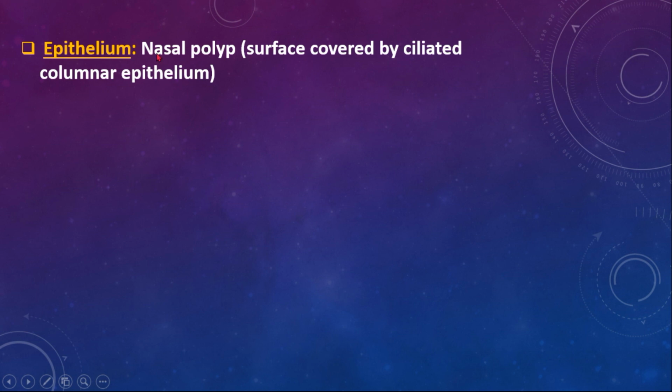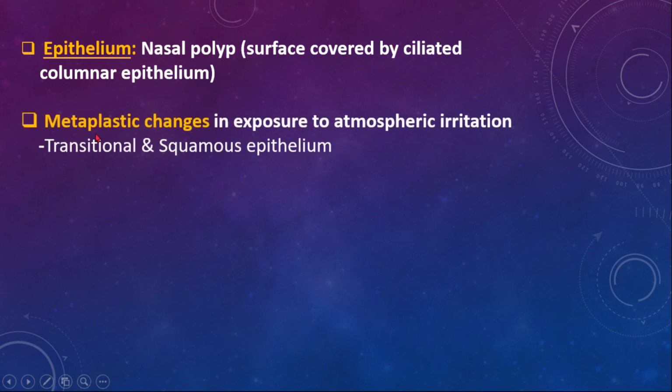The epithelium of the nasal polyps, if not affected by atmospheric irritants, should be covered by ciliated columnar epithelium. And if metaplastic changes occur on exposure to atmospheric irritants, it converts from ciliated columnar epithelium to transitional and squamous epithelium.